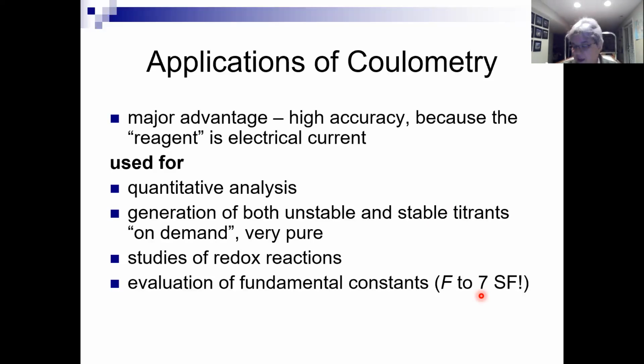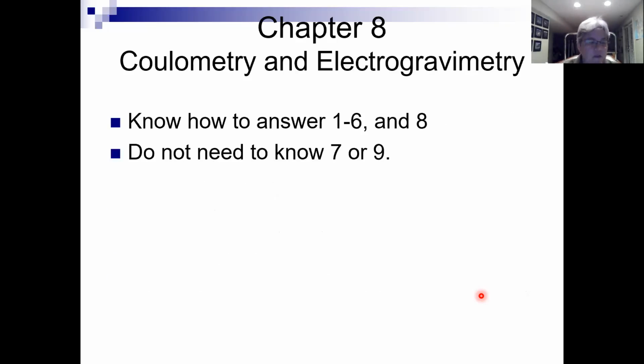Okay, so that's chapter 8. As I promised, quite short. So you need to make sure that you look at all of the homework problems in chapter 8. And you need to know how to answer 1 to 6 and number 8. Okay, number 7 and number 9, you do not need to know how to do those. 9 is a coulometry question that I showed you. 7 is like the one we did earlier in the class with the IR drop and the overpotential. And I'm not going to ask you to do anything that complicated for the test or for the quiz.